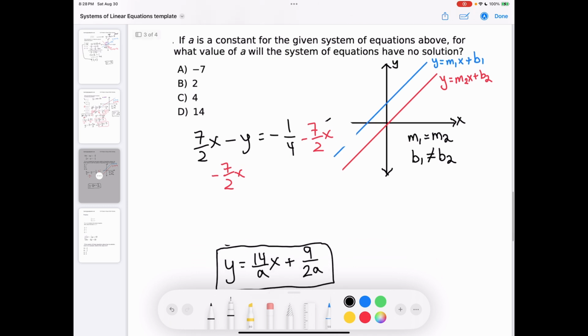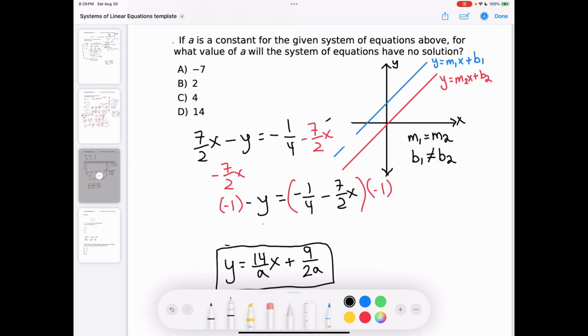So they'll cancel out on the left, right? And I am left with negative y on the left, and on the right side, I'm left with negative 1/4 minus 7 halves x. Okay? Now I'm going to get rid of that negative on the left, which is a negative 1 multiplying the y. To get rid of it, I'm just going to multiply both sides by negative 1, right?